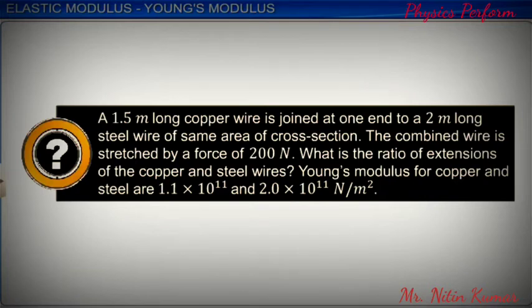Young's modulus for copper and steel are 1.1 times 10 to the power 11 and 2.0 times 10 to the power 11 newtons per meter square. The values given in the problem are the original lengths of the two wires, load, and Young's modulus for each material.